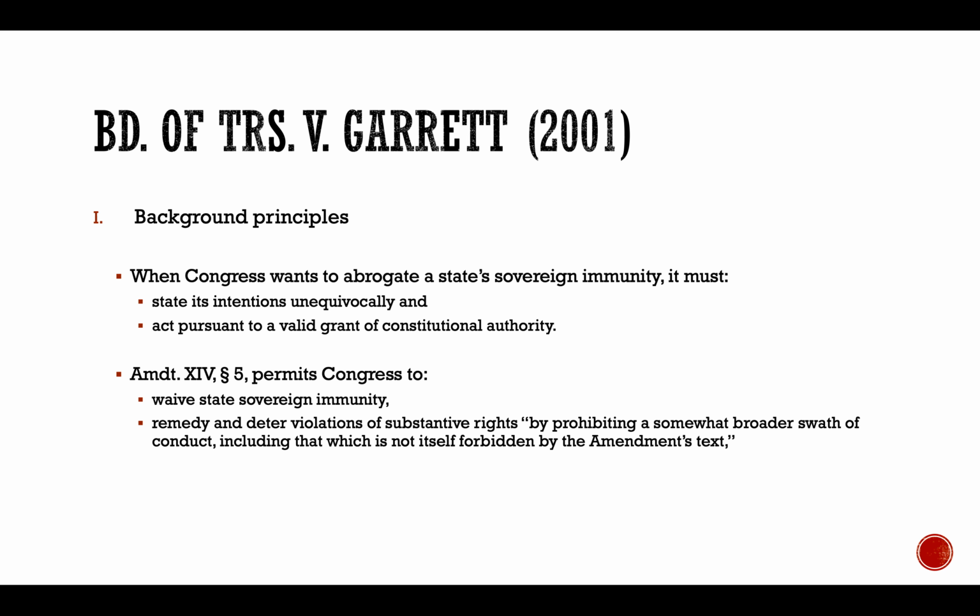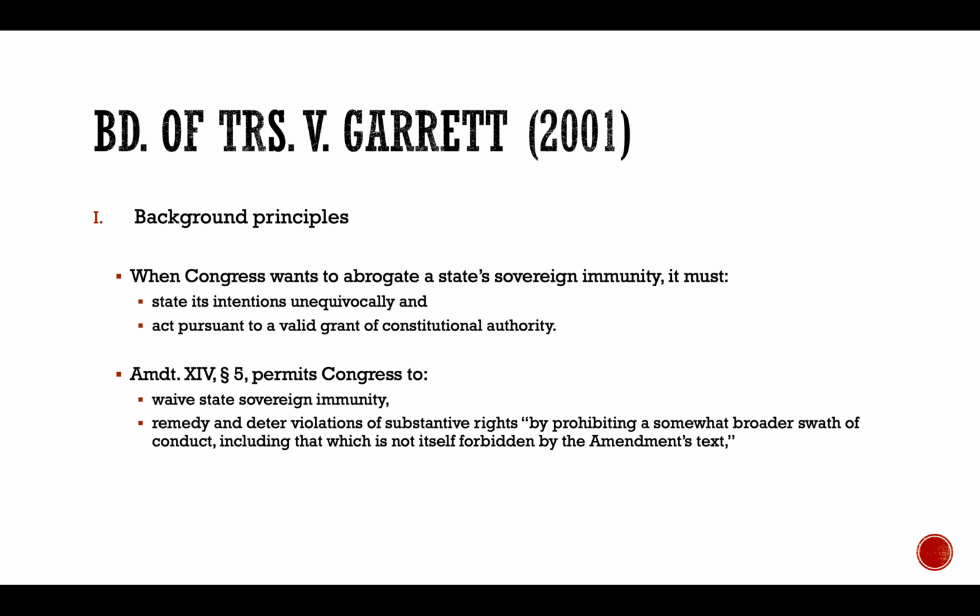So, in the name of enforcing the prohibitions contained in Section 1, and in the name of prohibiting states from violating due process rights or violating equal protection rights, Congress can regulate or prohibit conduct that goes beyond those prohibitions in the name of preventing the states from doing that, as a preventative measure, a proactive measure.